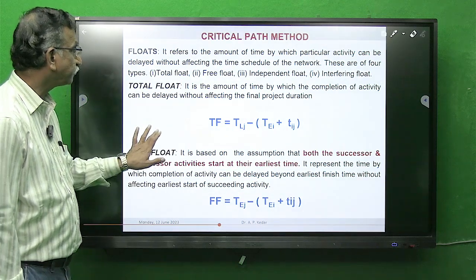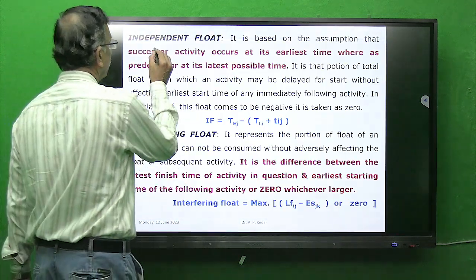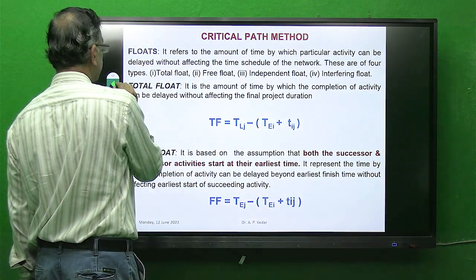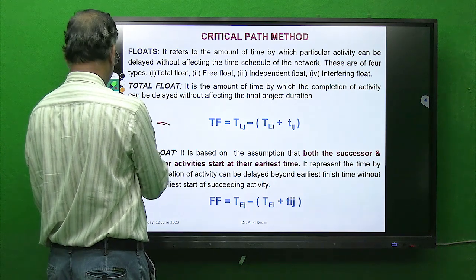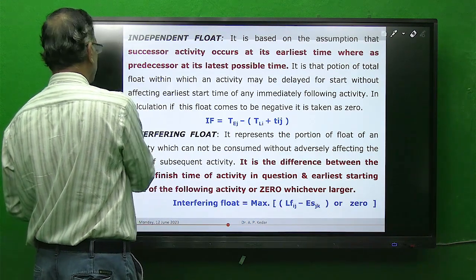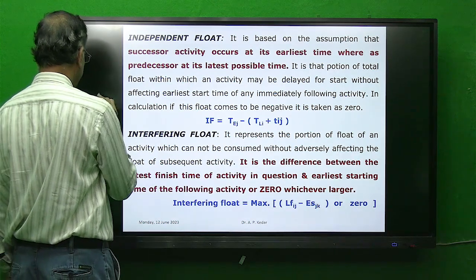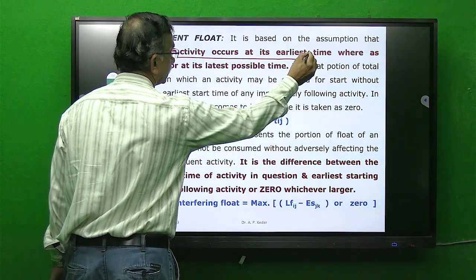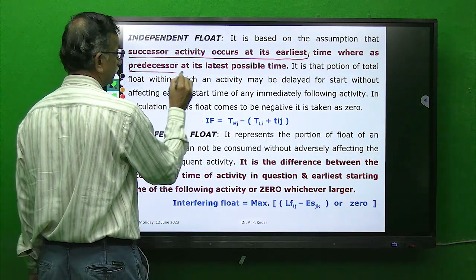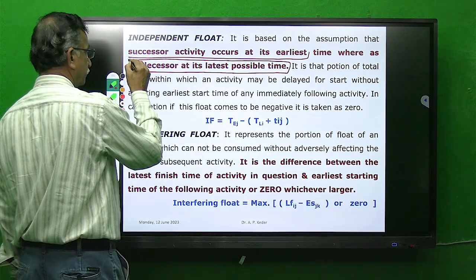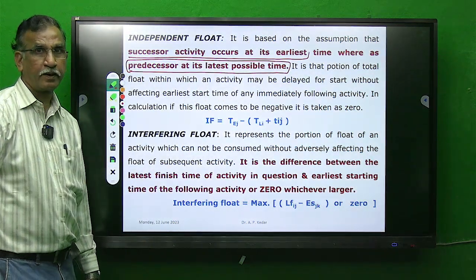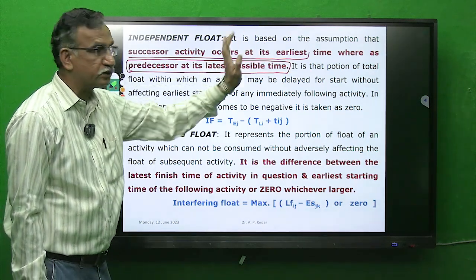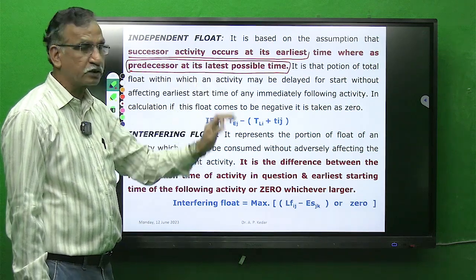Next, independent float. How does it work? Again, it is assumption based. In independent float, what is the assumption? That the successor activity occurs at its earliest time and the predecessor at its latest time. Again, I will explain all this concept through an example. Remember, successor activity occurs at its earliest time and predecessor at its latest time.